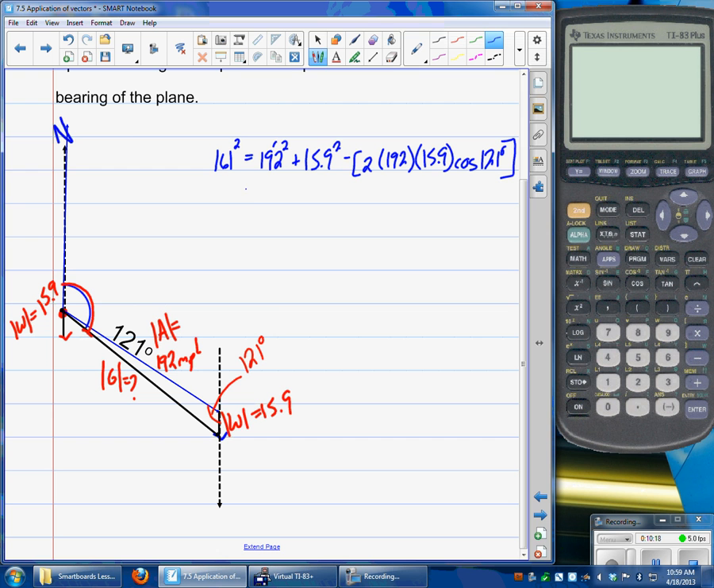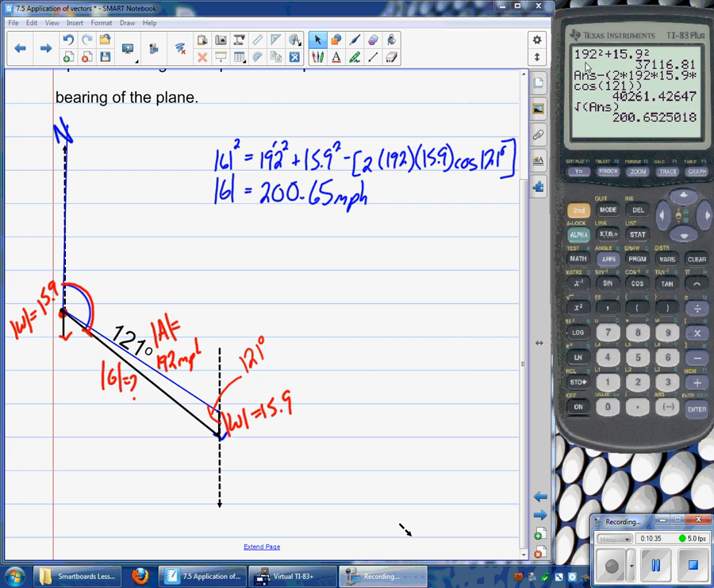All right, so if we simplify that out, we'll go ahead and give you a second there, plug that all in. We actually find that the ground speed vector is 200.65 miles per hour. Okay, so I'll pause this here. All right, so there you go. I went ahead and did the calculations on the calculator for us there. Just don't forget to take that square root in the end. And that is then the answer to part of our problem.